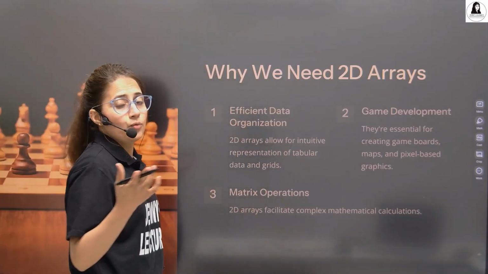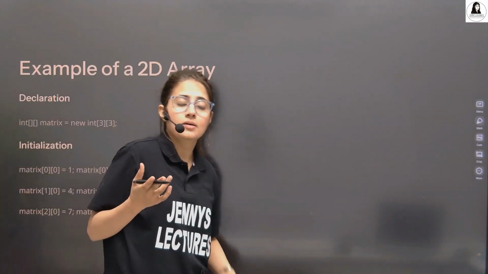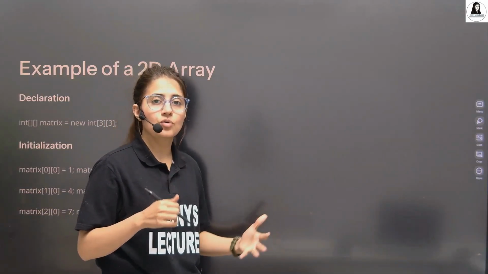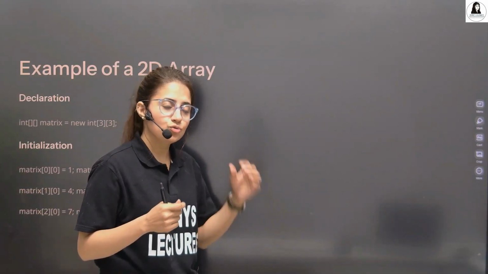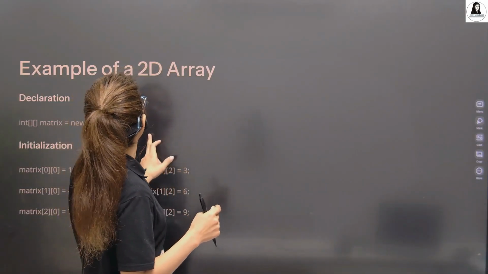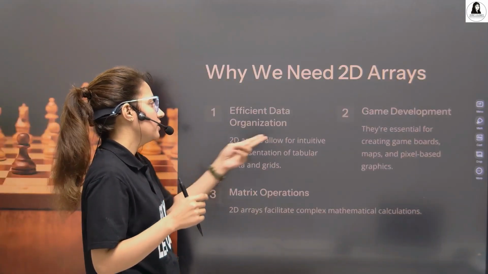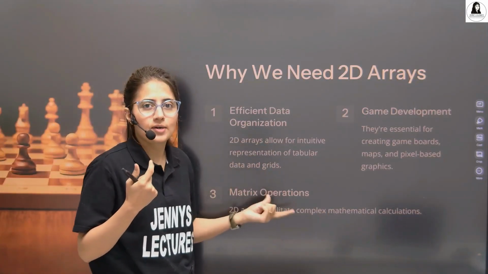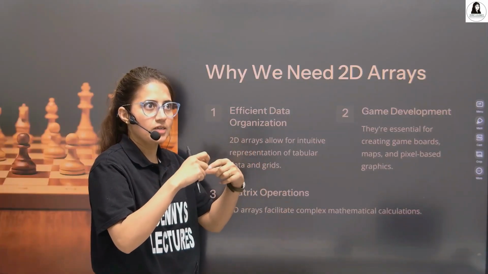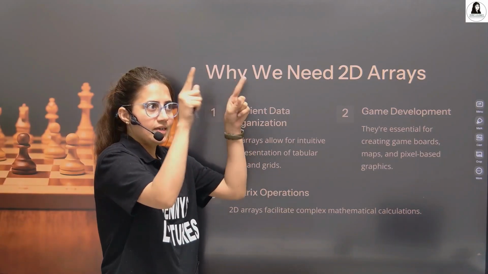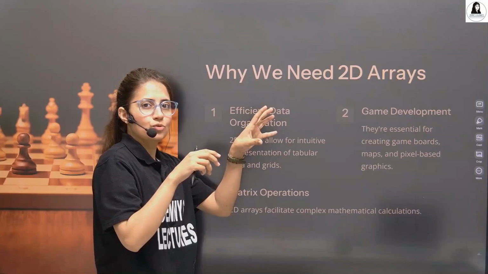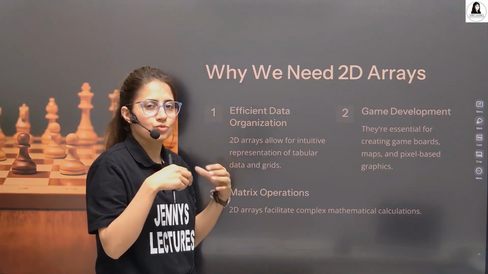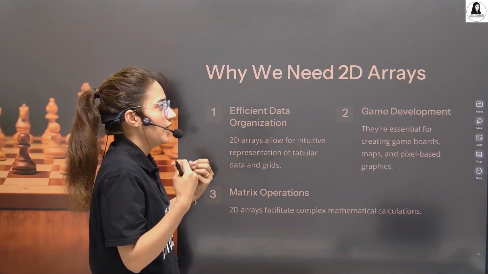So why do we need a 2D array? If the data is in tabular form, matrix form, then to store and handle that data, obviously you will need 2D arrays. And it allows for an intuitive representation of tabular data in a grid. Intuitive means we can visualize data in tabular form. So a 2D array also we can visualize in tabular form. So it will give you an intuitive representation of that data.